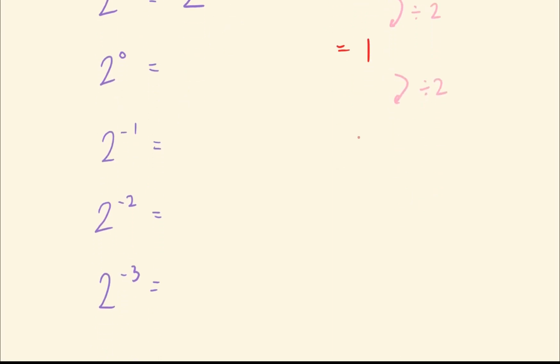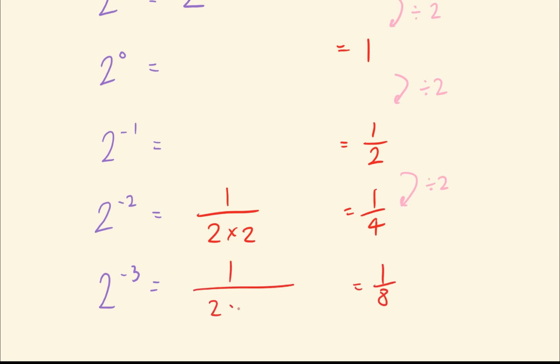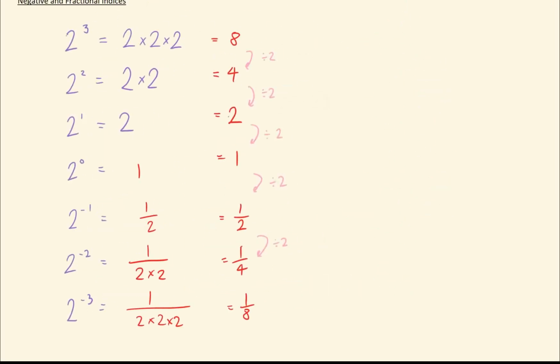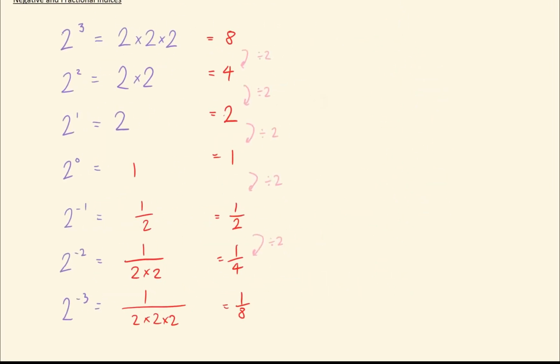Moving on, 2 to the minus 1, we have to divide by 2 again. So that's going to be 1/2, or 0.5. We need to divide by 2 again to get 2 to the minus 2. That is going to be 1/4, or 1 over 2 times 2. And lastly, if you want 2 to the minus 3, we have to divide by 2 again. So it goes from 1/4 to 1/8, or 1 over 2 times 2 times 2. And here you can kind of see the pattern working in full. That for every negative power is basically 1 over what it was for the positive power.